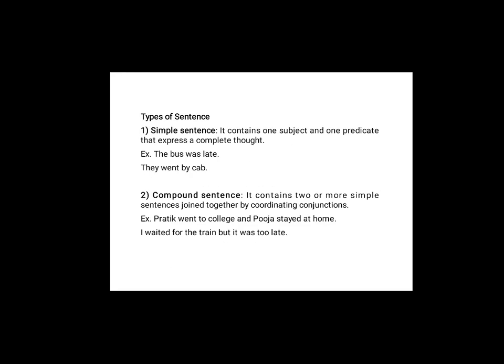Now, we'll try to understand the types of sentence. Basically, there are four types of sentence and we'll try to understand one by one what are they. See the first one, simple sentence. It contains one subject and one predicate that express a complete thought.